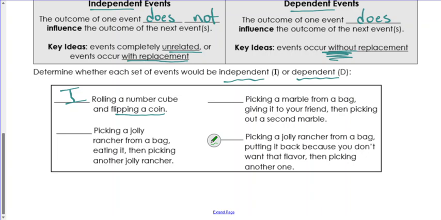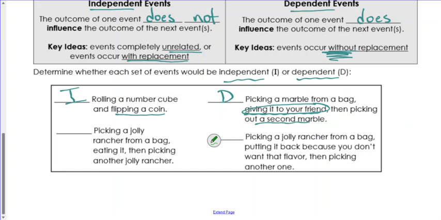Picking a marble from a bag, giving it to your friend, and then picking out a second marble. This step here, once I give it to my friend, it's not in the bag anymore. The bag has changed. I took a marble out, didn't put it back in. This new bag has one less marble. Those are dependent events because taking that first one out somehow changes the bag. The second event, the probability has changed.